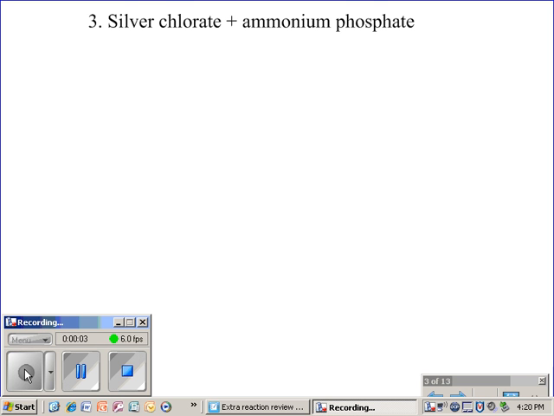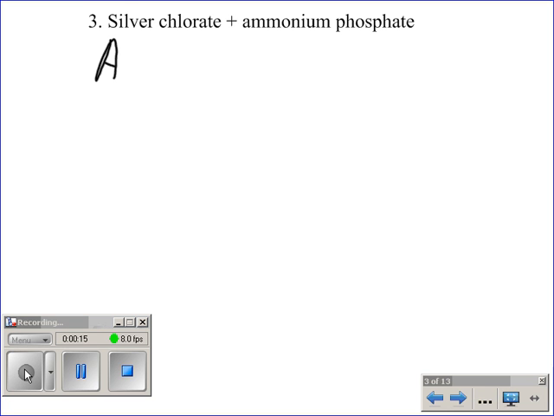Okay, for number 3 on our practice ones, we've got silver chlorate plus ammonium phosphate. So I begin with, what are these compounds? Well, silver chlorate, that's going to be made with silver, which is a +1, and chlorate is a -1, so they will just join together. Chlorate is ClO3, and that's going to be plus ammonium phosphate.